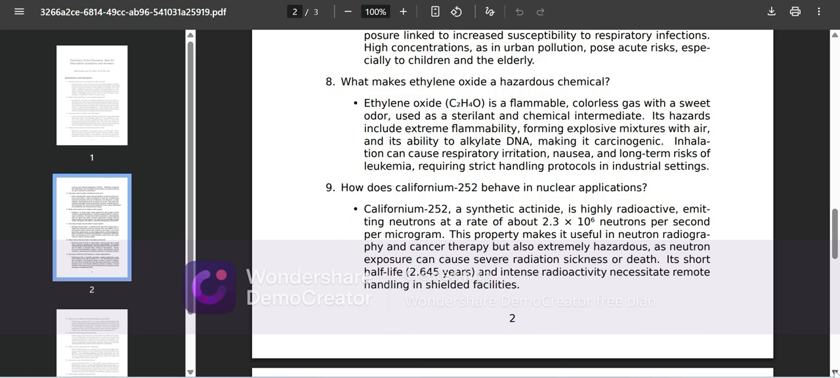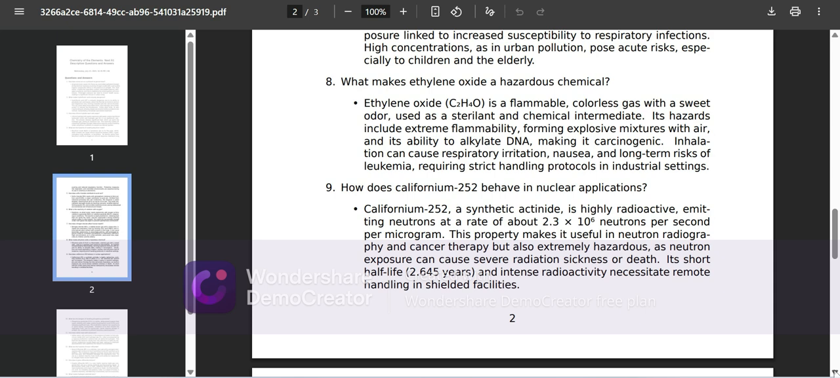What makes ethylene oxide a hazardous chemical? Ethylene oxide, C2H4O, is a flammable colorless gas with a sweet odor, used as a sterilant and chemical intermediate.